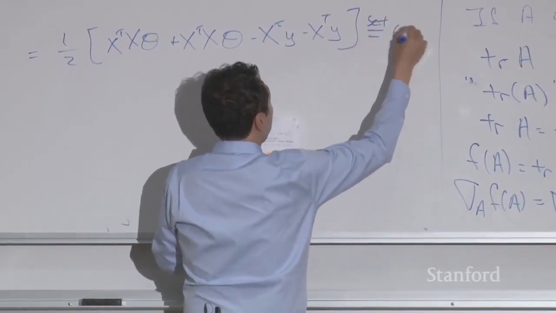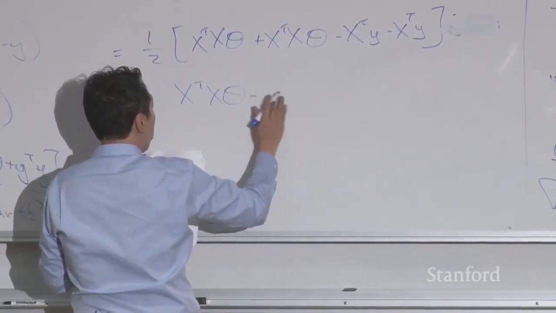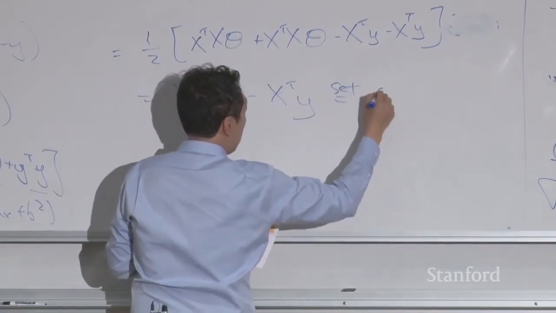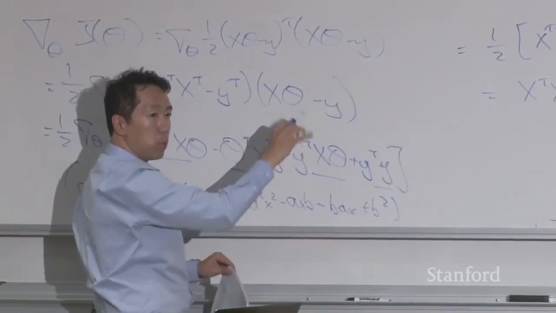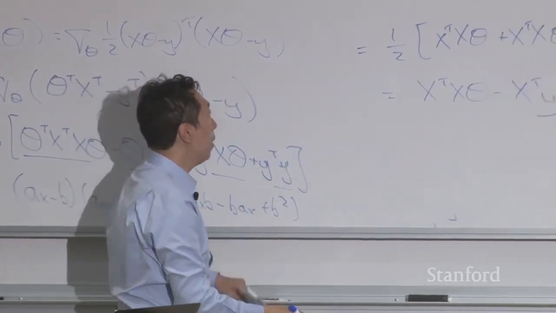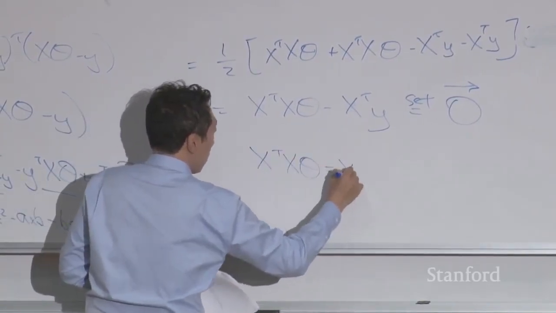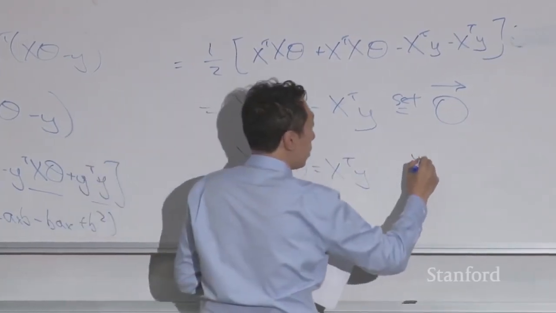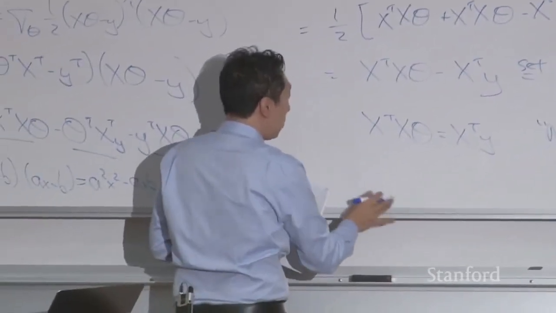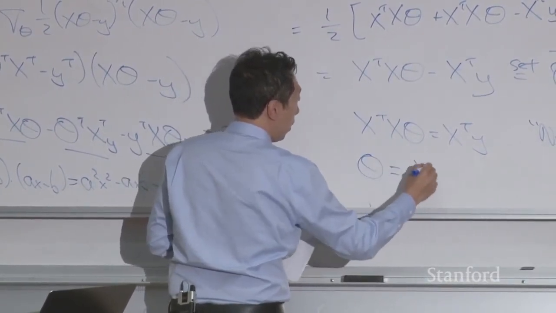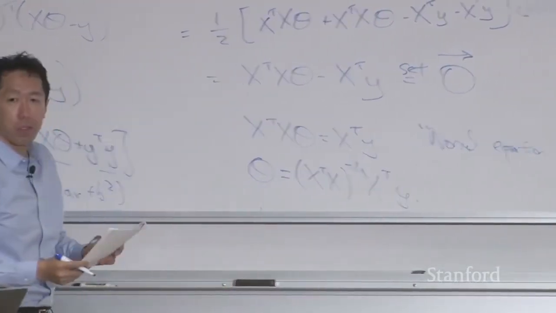And we're going to set this derivative to 0. Actually, let me just do this. This simplifies to x transpose x theta minus x transpose y. As described earlier, you're going to set this derivative to 0. How to go from this step to that step is using the matrix derivatives explained in more detail in the lecture notes. So the final step is, having set this to 0, this implies that x transpose x theta equals x transpose y. This is called the normal equations. And the optimum value for theta is theta equals (x transpose x) inverse x transpose y. Okay.